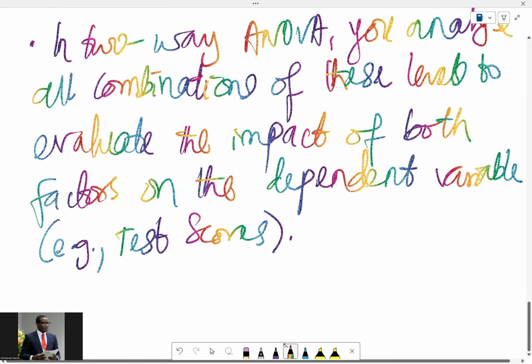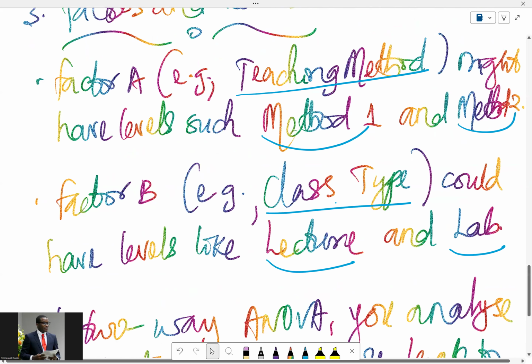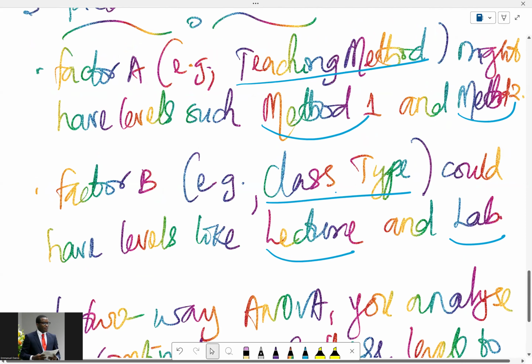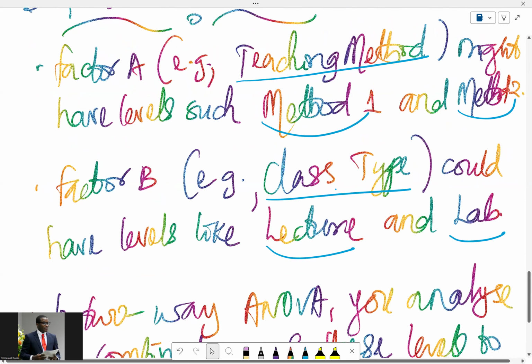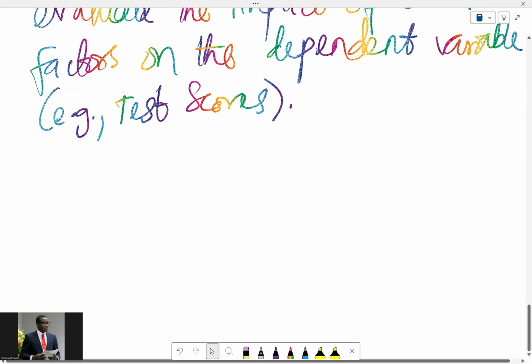So in this setup now, you want to see how the teaching method and class type affect test scores. And just like what we've seen here, you have to combine them. So what about teaching method one with lecture, teaching method one with lab, teaching method two with lecture, and teaching method two with lab? Those are four different combinations. How do they impact the test score of a student? That's the kind of thing we want to consider in ANOVA.